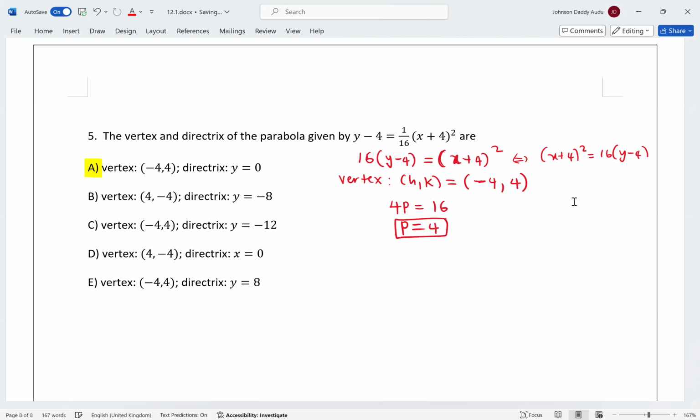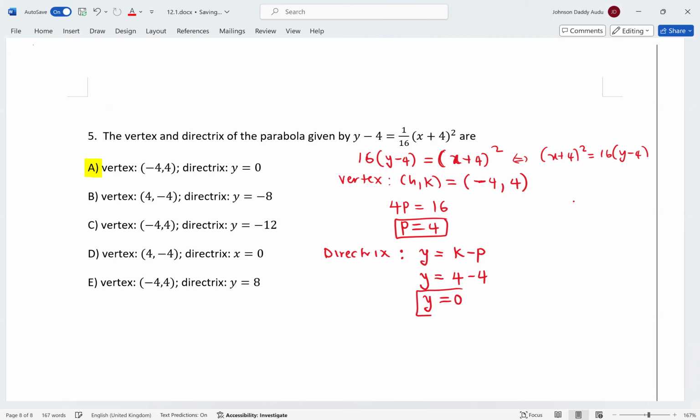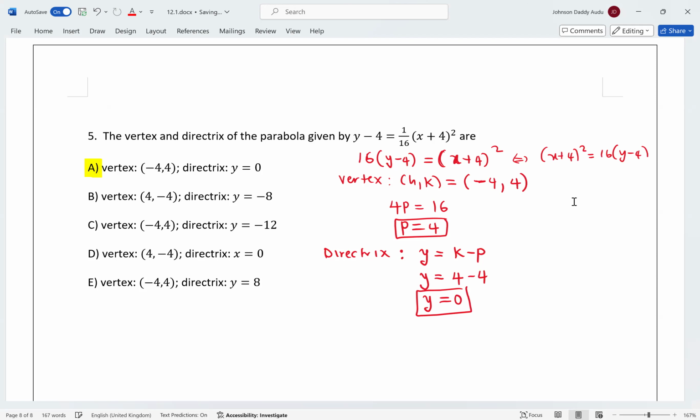And since it's a vertical parabola, the directrix is simply going to be the line y equals k minus p. What is k? We know what k is now. k is 4, right? So you have 4 minus 4. So y is just going to be 0. All right, so that is the directrix, and this is the vertex.